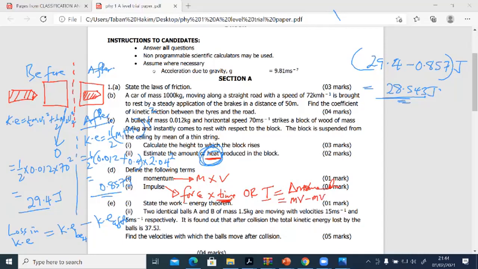Where does it come from? It is simply coming from F is equal to ma, which is the same as m into (v minus u) over t. When you cross multiply, you find that Ft is the same as m into (v minus u). And this is the same as the impulse. So impulse is defined as the product of the force and the time for which the force acts on the body, or simply the change in the momentum of the body.